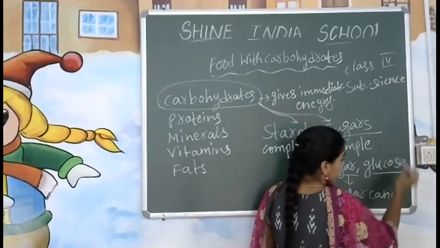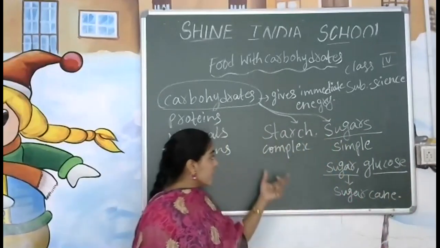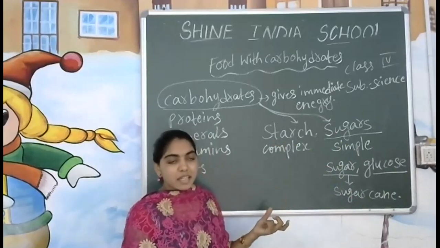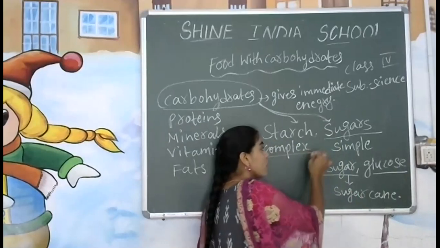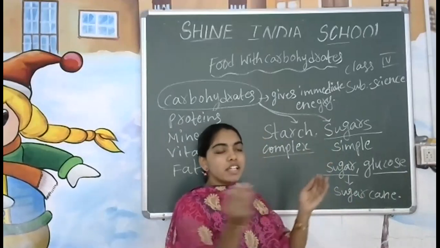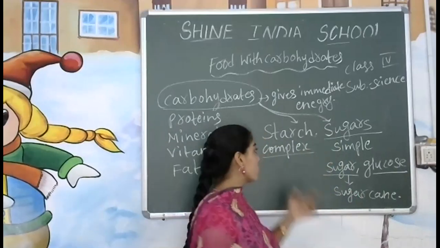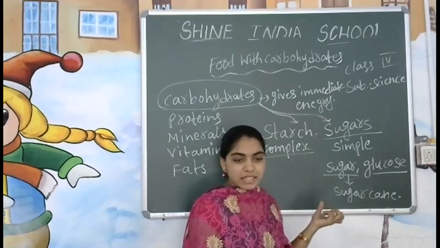Sugar we can get from sugar cane. But here the starches. Starch items are somewhat very complex. What is the meaning of complex? Complex means it will be binding of 2 or 3 particles, so that it is called as complex. Right.